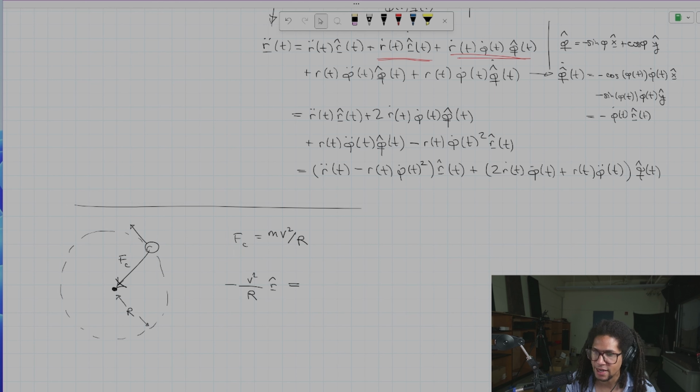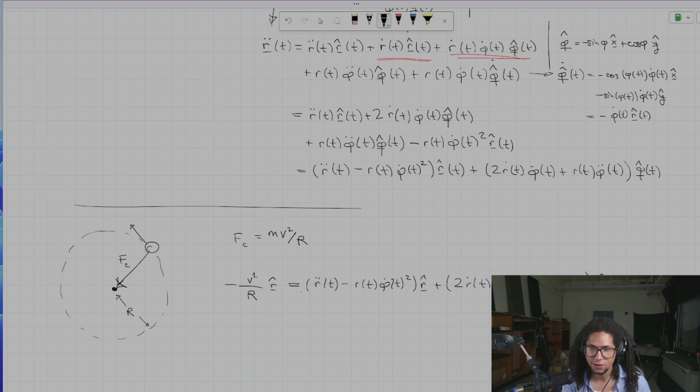All right, and that is equal to this thing that I've written a bunch of times over here: r double dot of t minus r of t phi dot of t squared, r hat of t. Actually, I'll drop the dependence on t, but it's still there, it's just implicit. Plus 2 r dot of t phi dot of t plus r of t phi double dot of t, phi hat.